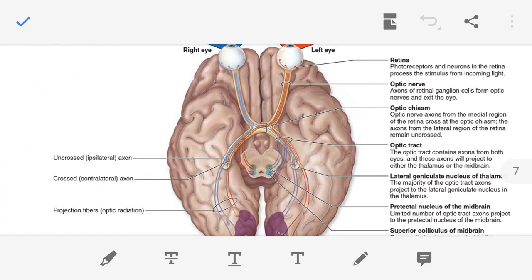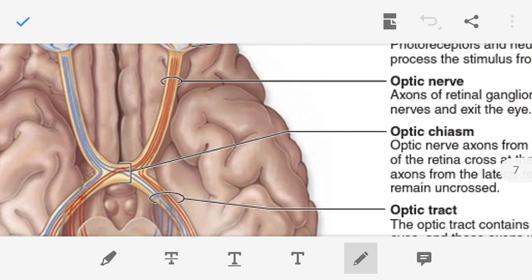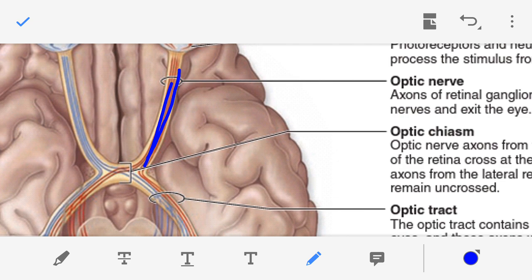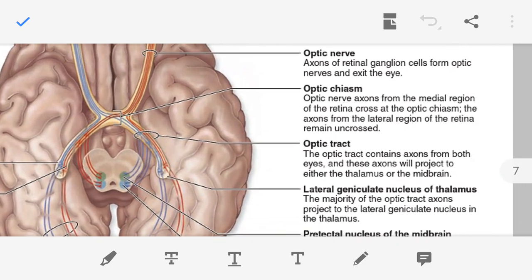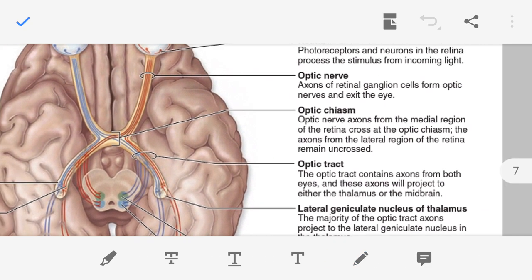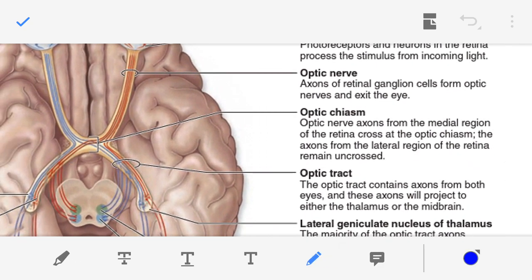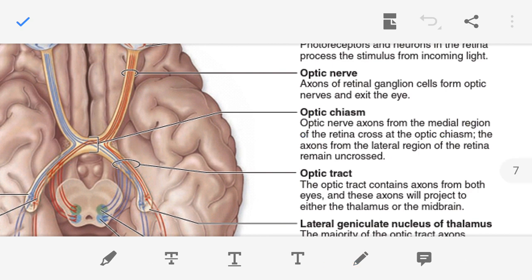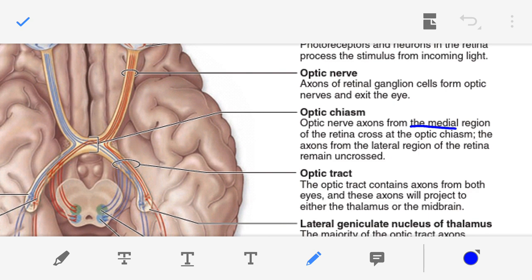Now where is this optic nerve going? These are the axons or fibers of the optic nerve, and this point is known as the optic chiasm. What happens at the level of the optic chiasm? Optic nerve axons from the medial region of the retina cross at the optic chiasm. Once again, optic nerve axons from the medial region of the retina cross at the optic chiasm.